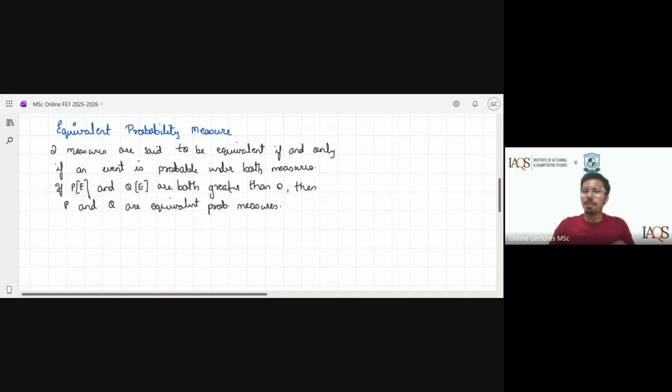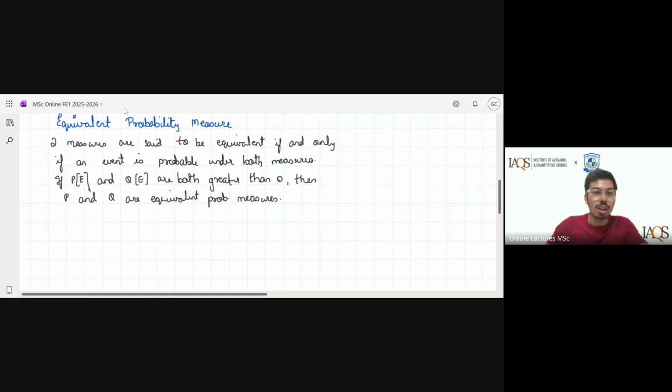Cool. Now, what are equivalent probability measures? I know there are 2 measures that I've already seen, risk-neutral probability and real-world probability. I can calculate some event happening under P, and I can calculate it under Q. P and Q are just examples. So 2 measures, or 2 ways of quantifying probability numbers, are going to be equivalent if any event is probable under both measures. If the probability of that event happening is non-zero under the 2 measures, the 2 measures are called equivalent probability measures.